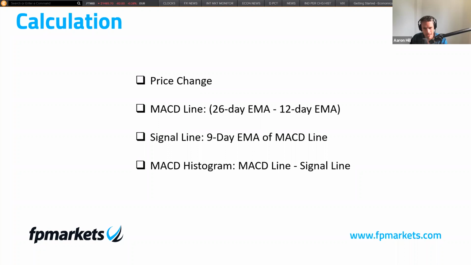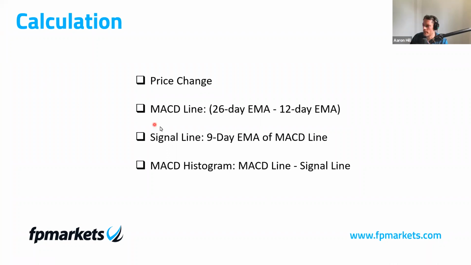The MACD histogram. So the MACD histogram, as you can see on the slide, is the difference between the MACD line, which we've already calculated as the 26-day EMA minus the 12-day EMA, and the signal line, which, as we've already established, is the 9-day EMA of the MACD line. So it's the difference between these two lines, okay? And I'll show you that on the chart as we progress.